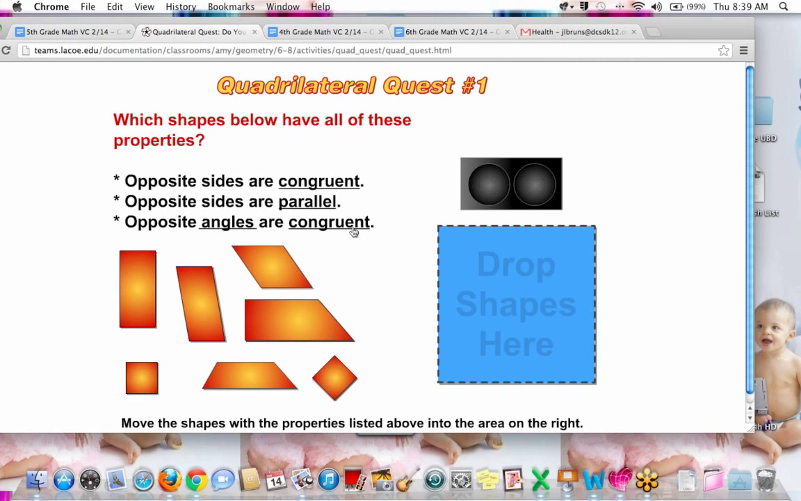How about this? I'll just call on you, and you guys can tell me at least one of them to drag and drop. Autumn, tell me one of them. The rectangle. Okay. Very good. Nicholas, is there another example that has opposite sides congruent, opposite sides parallel, and opposite angles congruent? The parallelogram above the trapezoid. This one? No, the one above that. This one? Yeah.